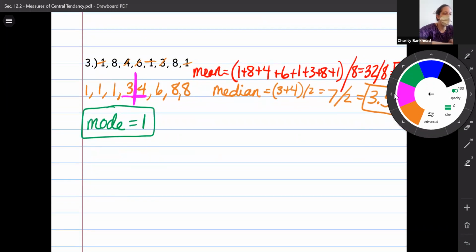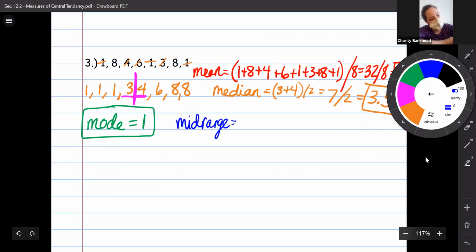And then we'll do the mid-range. So again, that's going to be 1 plus 8 and divide by 2. 9 divided by 2 is 4.5.